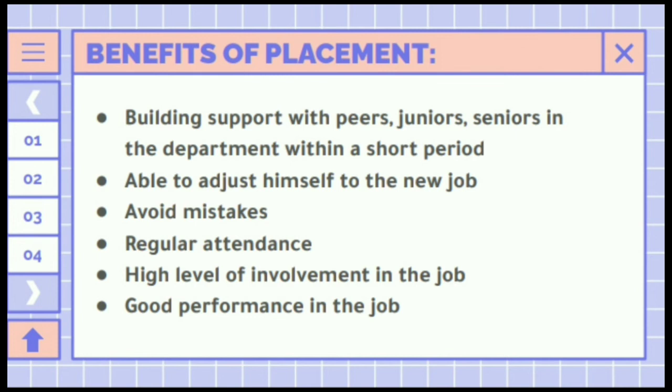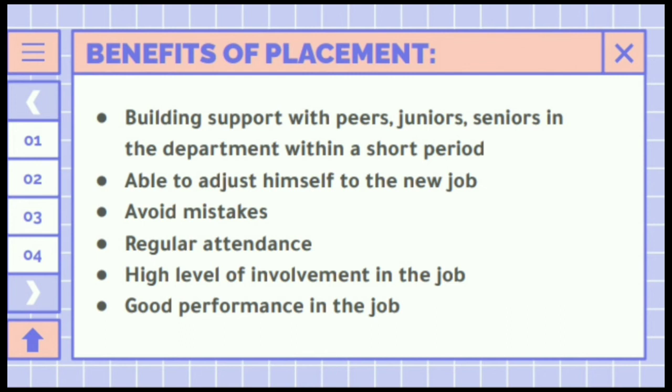Therefore, it is necessary that every organization should have a proper placement scheme which ensures that the right man is placed at the right place. The new employee should be placed at the jobs which fit with them.